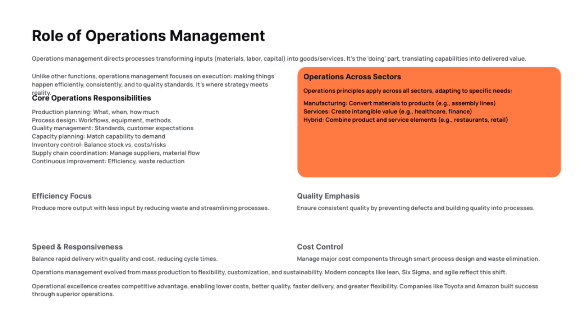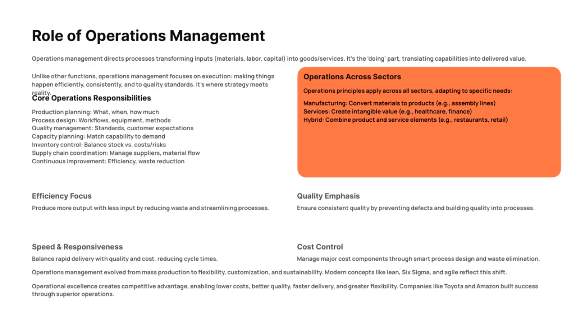At its core, operations management is all about execution. Unlike other functions that might focus more on planning or strategy, operations is where the rubber meets the road. It's about making things happen efficiently, consistently, and with quality. It's where strategy becomes reality.